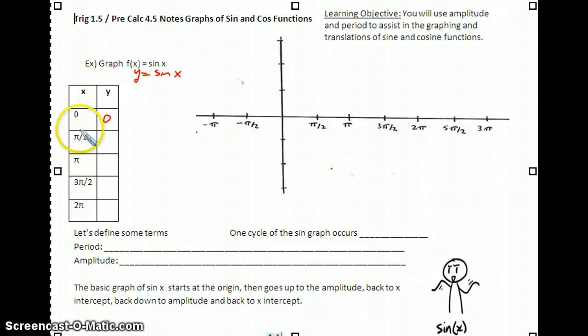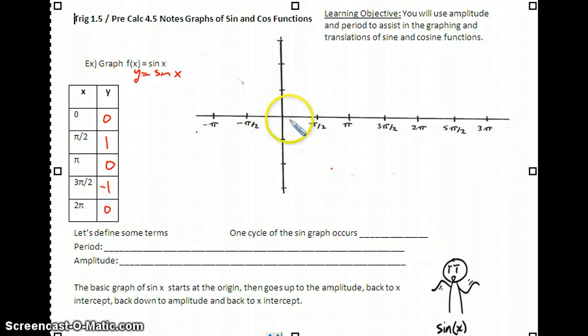Move up to 90 degrees or pi over 2. What is the sine of pi over 2? Again, from the unit circle, it would be 1. Looking at pi, the sine of pi is 0. Again, I'm looking at the unit circle to get these answers. And then finally, if I move down to 3 pi over 2, the sine of that angle is negative 1. And going back to 2 pi, where I started, which is the same as 0 pi, it would be 0.